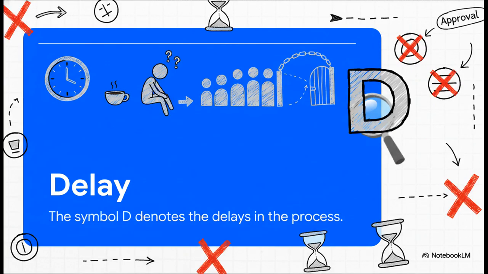And this symbol, this one, illustrates one of the biggest targets of any improvement project. The D symbol represents a delay. This is any period where work is just sitting there, waiting for an approval, waiting for a machine, waiting for information. This is pure non-value-added time. And just making these delays visible on a map is often the first huge aha moment for a team.